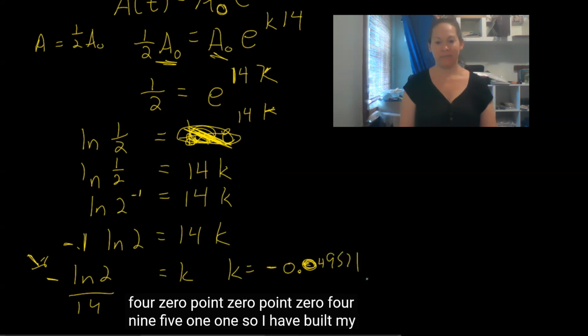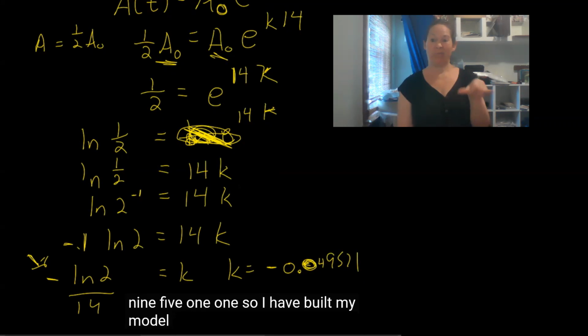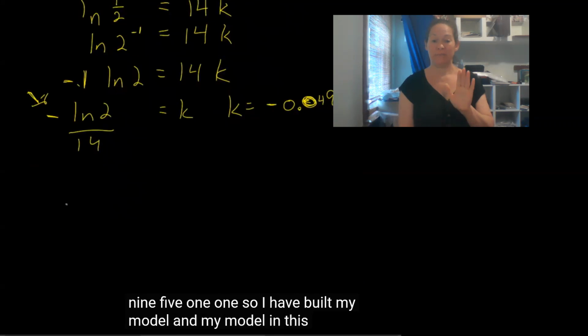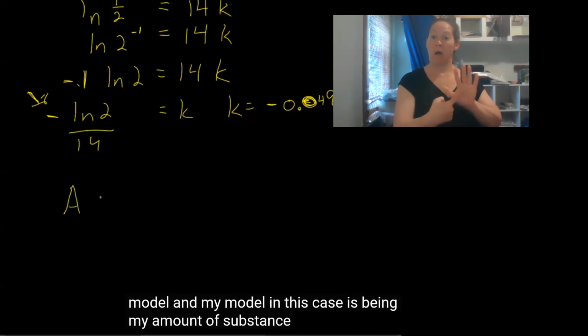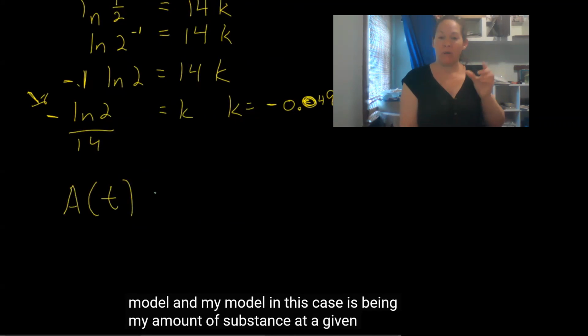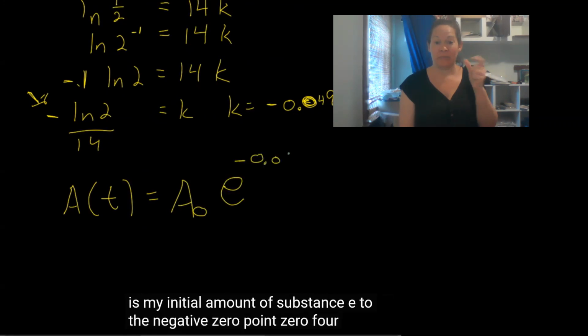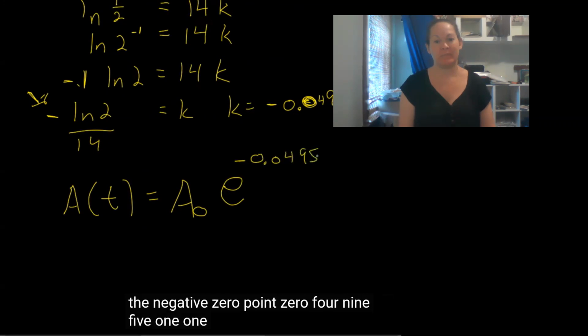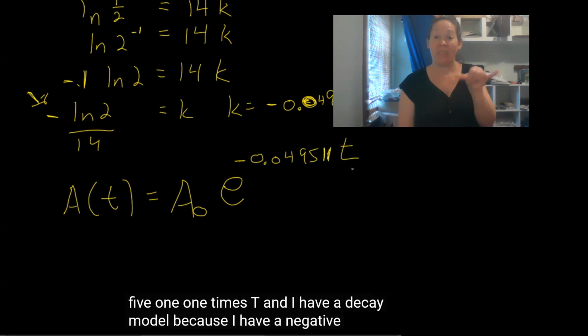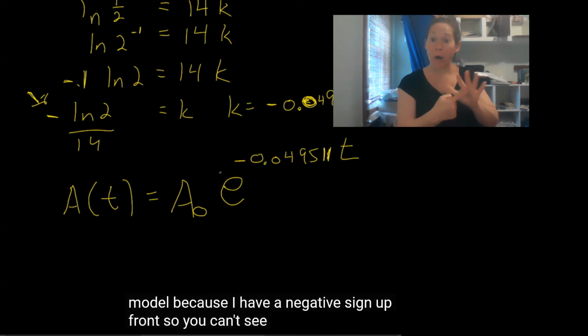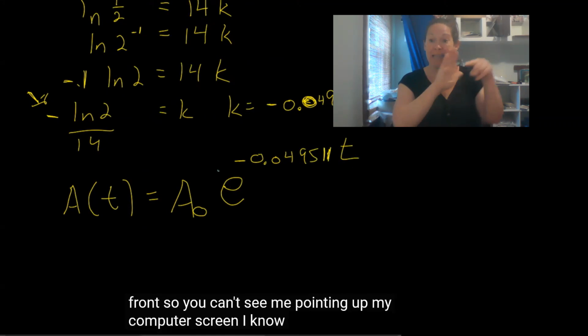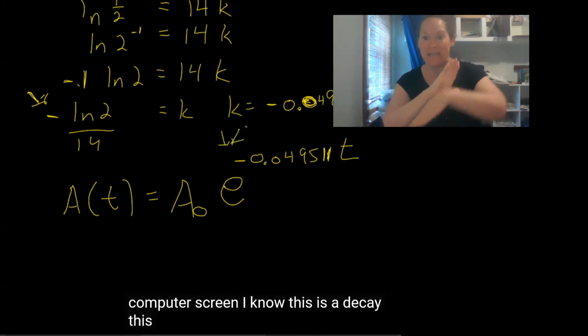So I have built my model. And my model in this case is my amount of substance at a given time is my initial amount of substance, e to the negative 0.049511 times t. And I have a decay model because I have a negative sign up front. Sorry, you can't see me pointing at my computer screen. I know this is a decay.